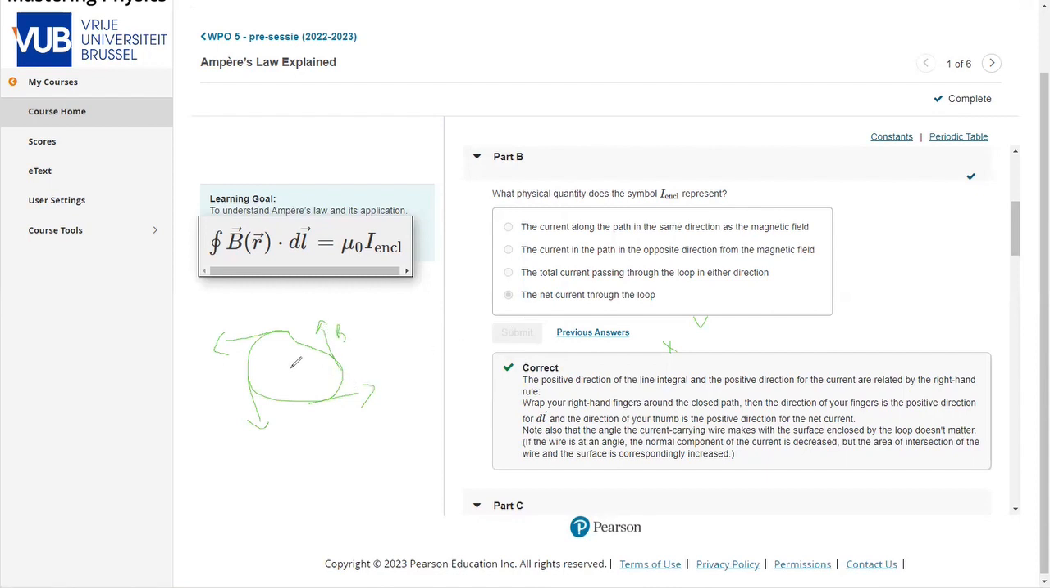magnetic field, because if I do like this, it means that my current is directed like this. It means just that my current is out of the page. I will show you what I mean.